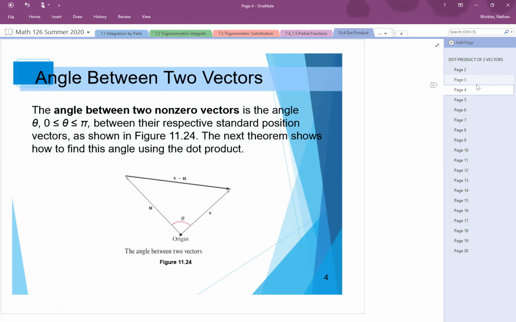The next theorem we're going to learn on the next page is going to show us how to find this angle using the dot product. Notice that our angle theta is here. We created this triangle by using the piece v minus u as it's written here.